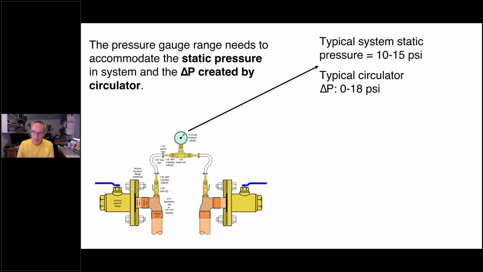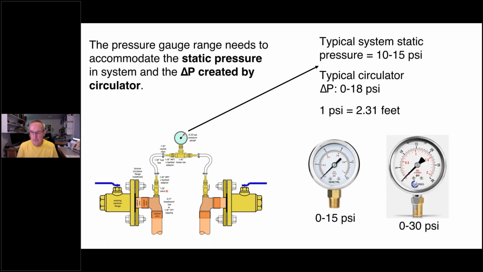Okay, so if we take these into account, and this is a rough relationship between psi and feet of head. I'm going to show you a more accurate way to actually make that conversion factor. But I just threw a couple examples up here of pressure gauges. The one on the left there is 0 to 15 psi. It's a nice quality gauge.